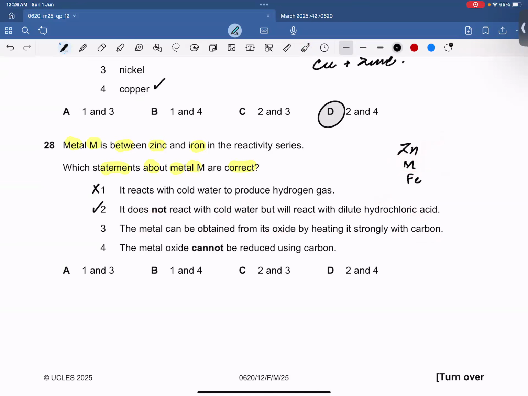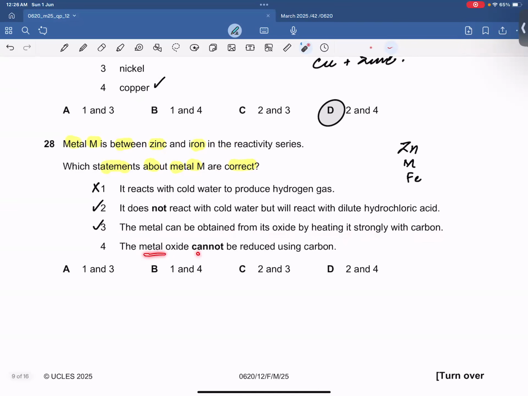That's true. That's true because the lower the metal found in the reactivity series, the easier it is obtained from its oxide by a reduction with carbon, right? That's what we have done in the reactivity series chapter. So I can get this metal from its oxide when it is heated with carbon.